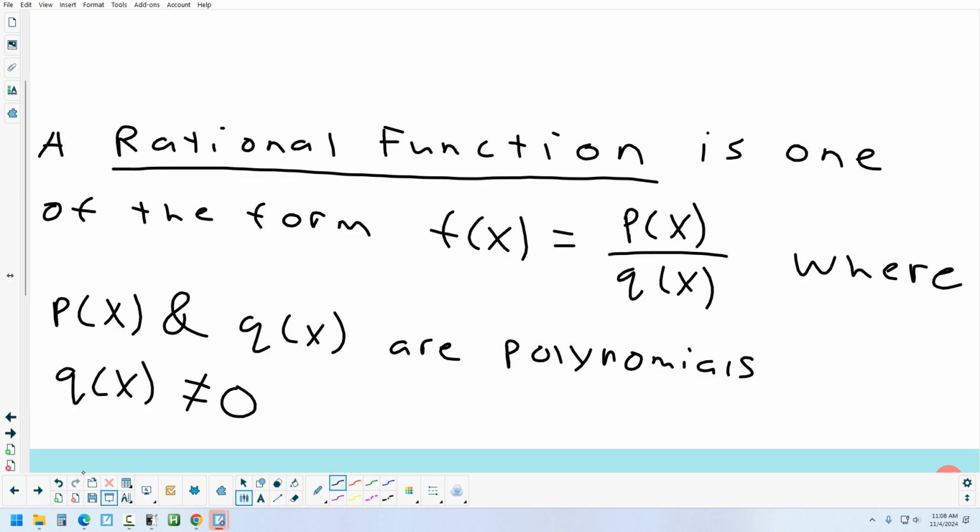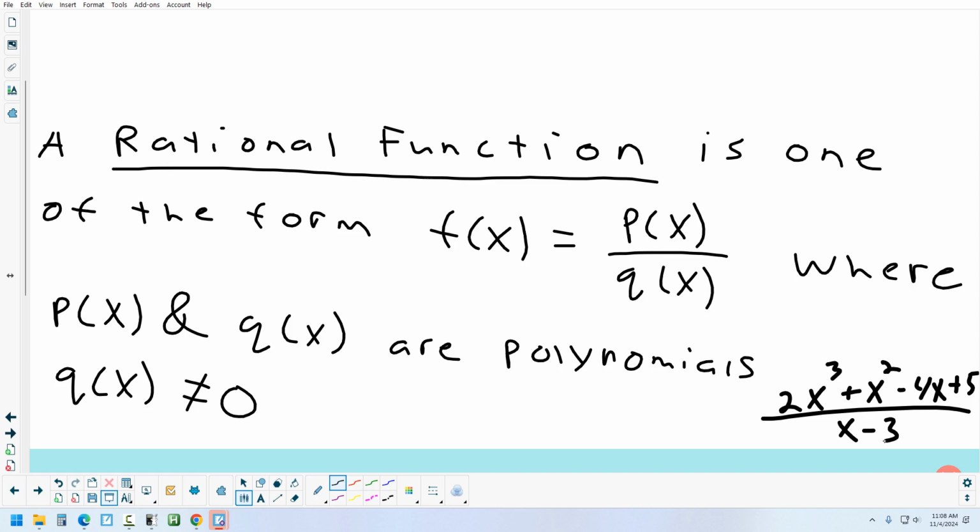Okay, so remember when we studied polynomials, polynomials are things that look like this. Something like that. And divide by another polynomial. So that's a cubic polynomial in the top, divided by a linear polynomial in the bottom.